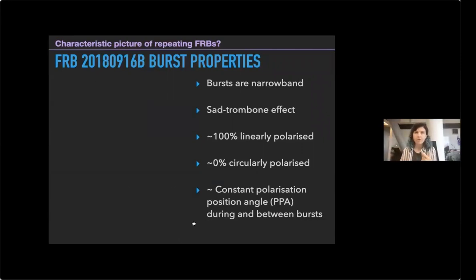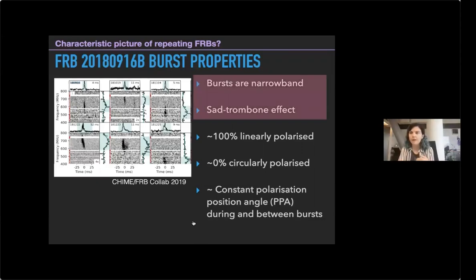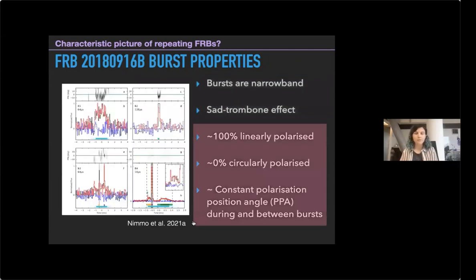For R3, we see that the bursts are narrowband, and in fact, in the recent CHIME FRB catalog, the Pleunis et al. paper showed for a large sample of bursts, repeaters are in general more narrowband than non-repeaters. We also see this trombone effect, which is only really seen in repeating FRBs. And then in terms of the polarimetry, we see about 100% linear polarization. So that's the red curve here, where black is Stokes I. And we see 0% circular polarization.